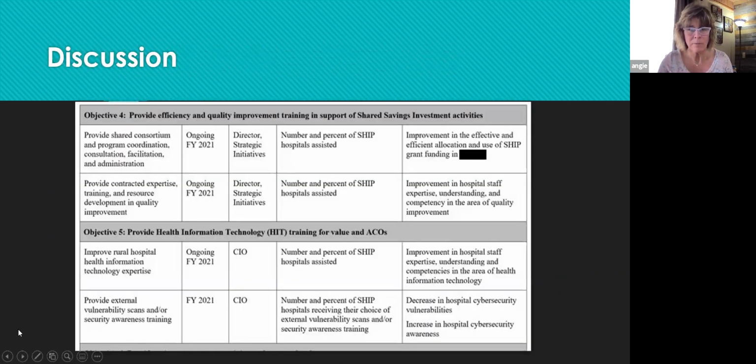Whoops, I lost it. There we go. So here's one of our hospitals, or one of our state offices in the SHIP.